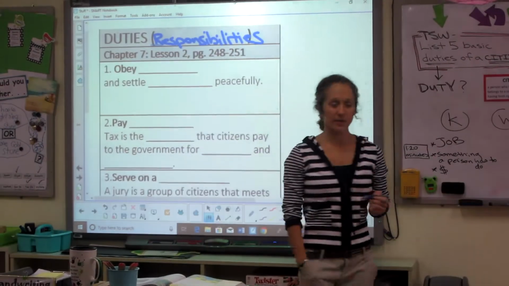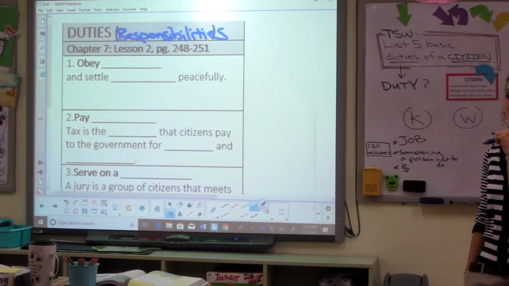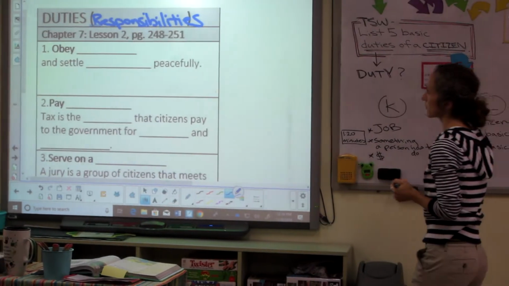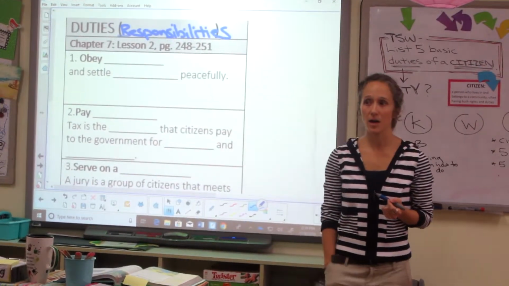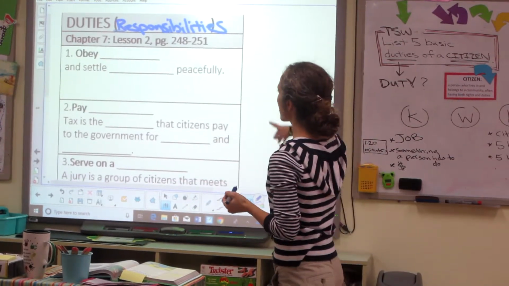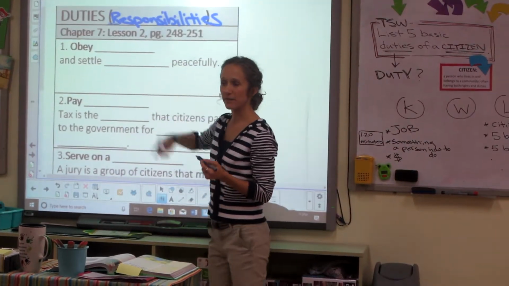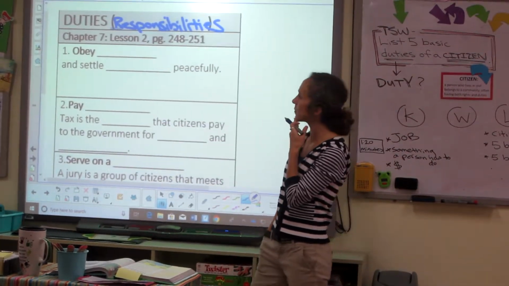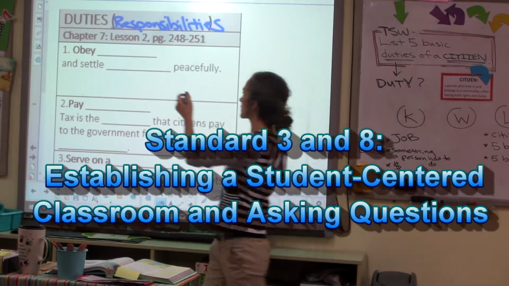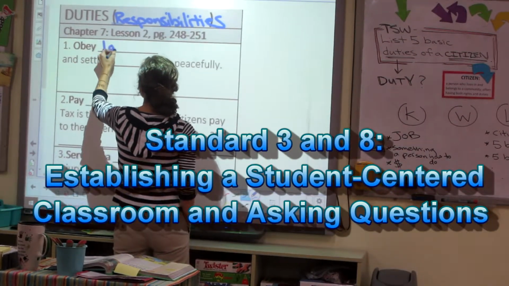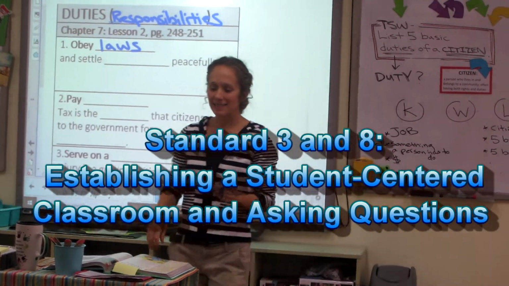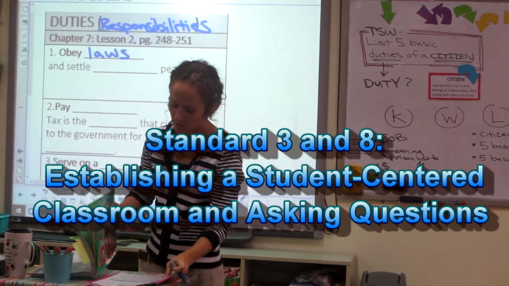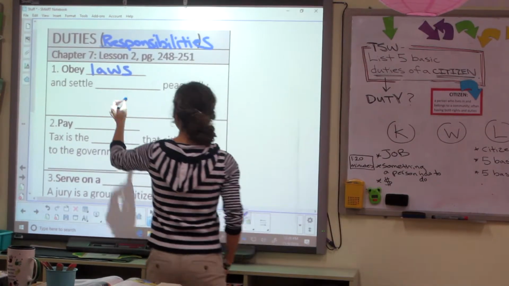Responsibilities. Write it up there. It is a long word. The vowels. Okay. Elijah, do you have an idea? What should we put in the first blank according to what we read? Obey what? Laws. Good. Obey laws. That's our first duty. And settle arguments peacefully.